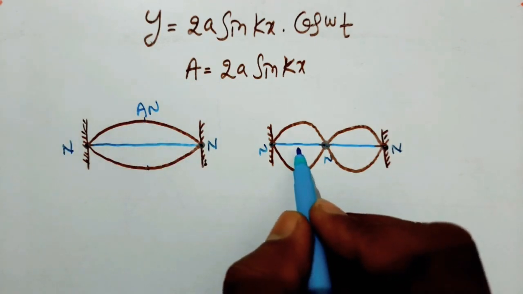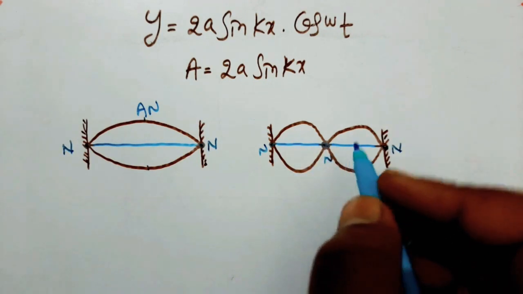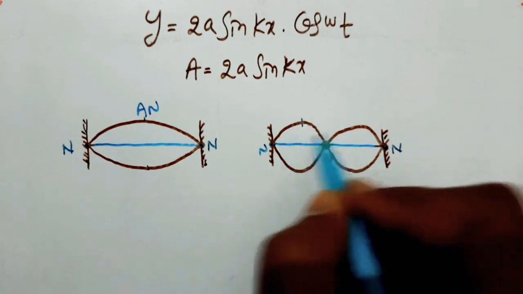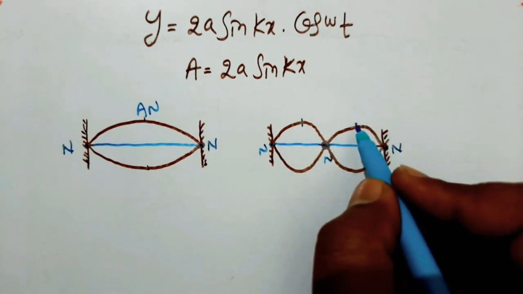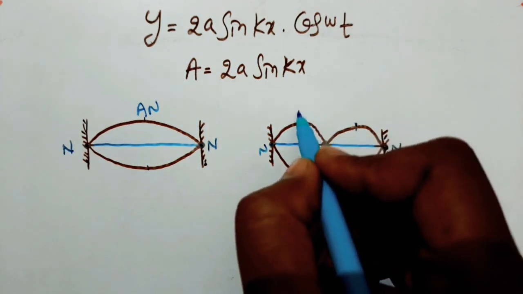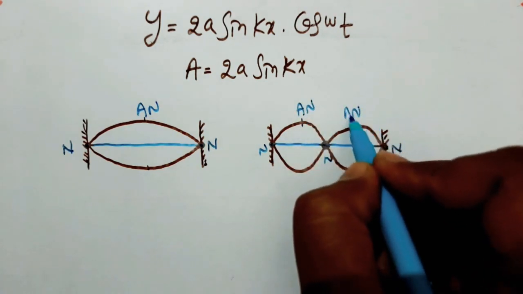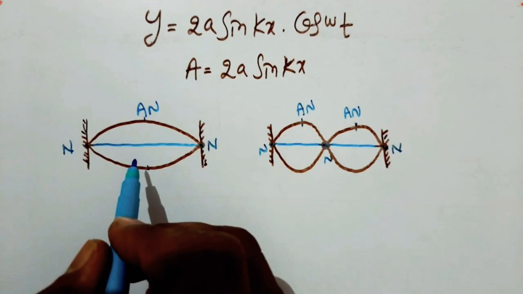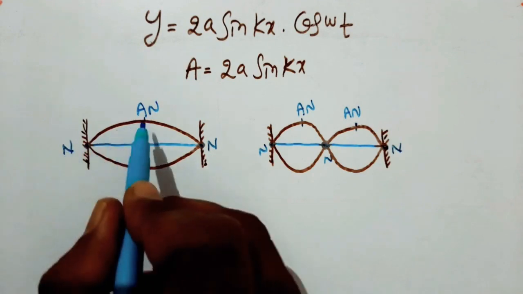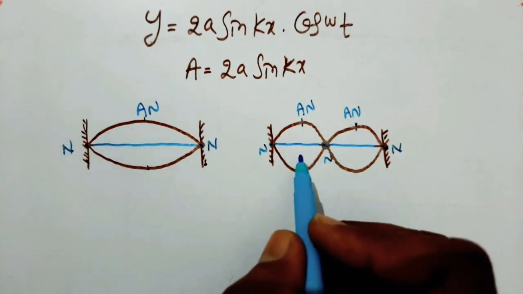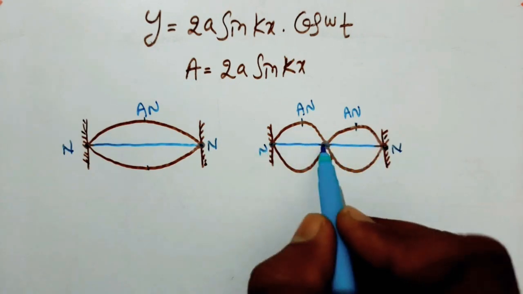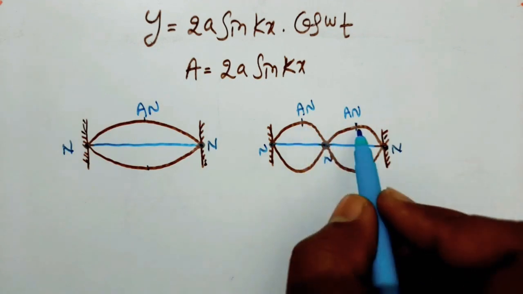When a string oscillates with two loops, where does it have maximum displacement? Here it has maximum displacement and here it has maximum displacement. So the positions of maximum displacement are known as antinodes. When a string oscillates with one loop, it has two nodes and one antinode. When a string oscillates with two loops, it has three nodes and two antinodes.